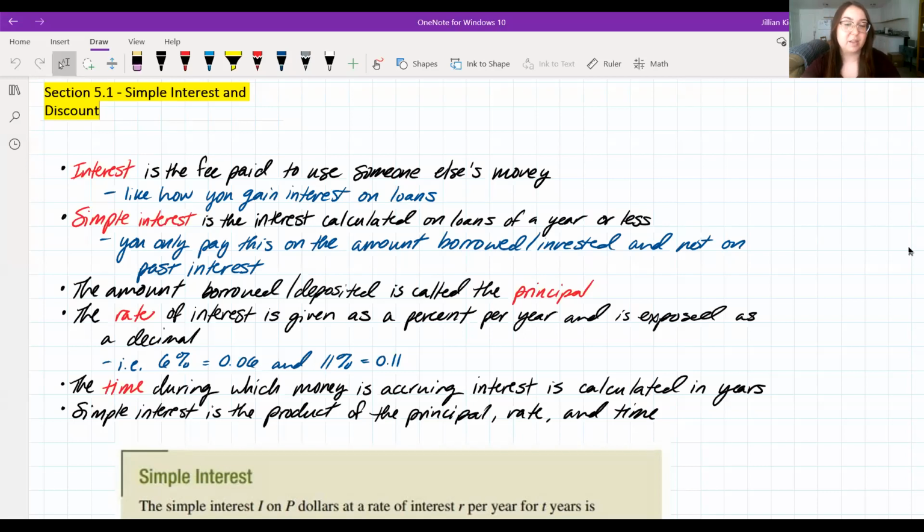So first of all, we have interest, which is the fee paid to use someone else's money. So it's how you gain interest on loans. So you'll owe a certain percentage for every year on a certain amount of money.